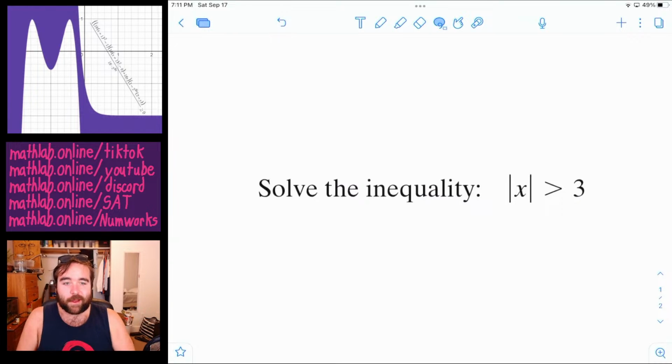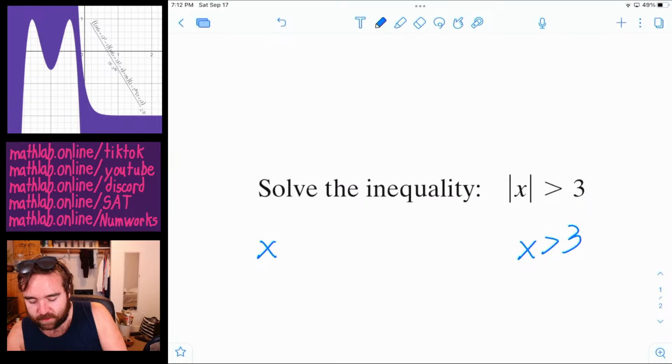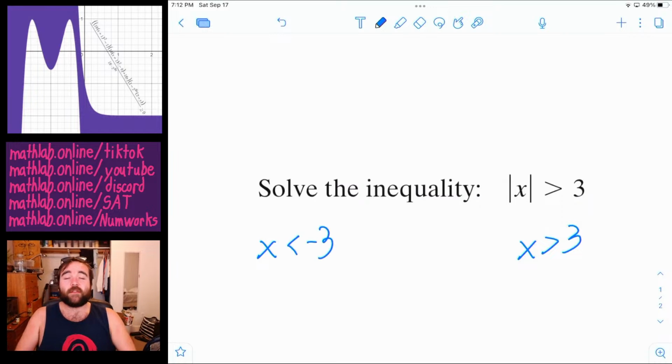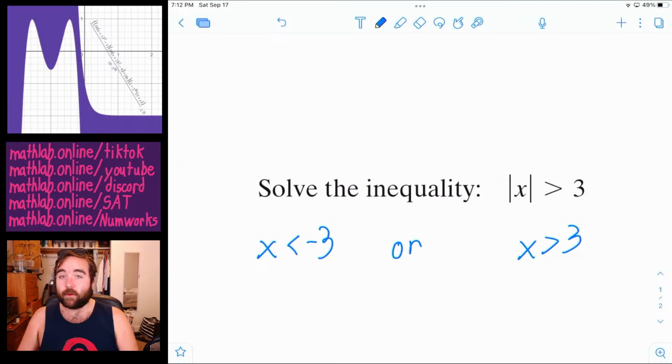So we got another inequality with absolute value. But this time, the absolute value has to be greater than 3. So we're going to start it the same way. Split it up into its two equations. That x is greater than 3. X is less than -3. And here, since this is a greater sign, we don't need both of these to be true. We just need x to be less than -3 or x is greater than 3.